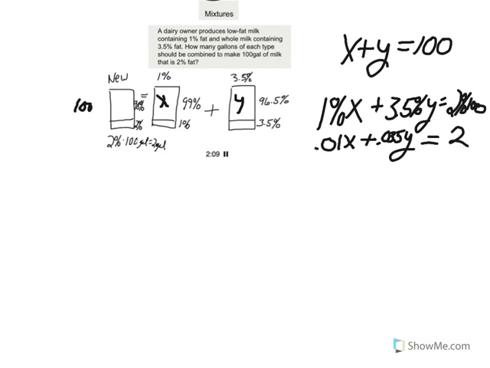So now the goal is to find out where those two equations intersect so we can find out how many gallons of the 1% and how many gallons of the 3.5% we need in order to make our 2% mixture. Please pause the video, copy this in your notes, and find the intersection point for those two equations.